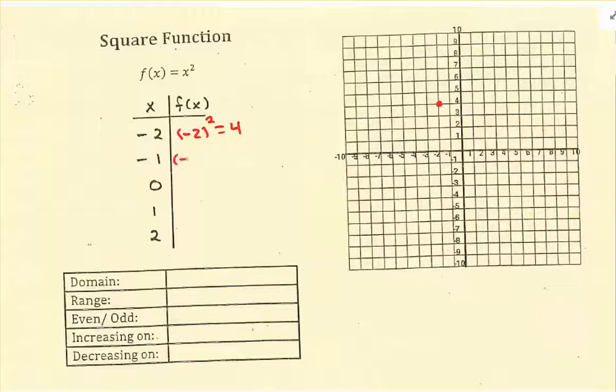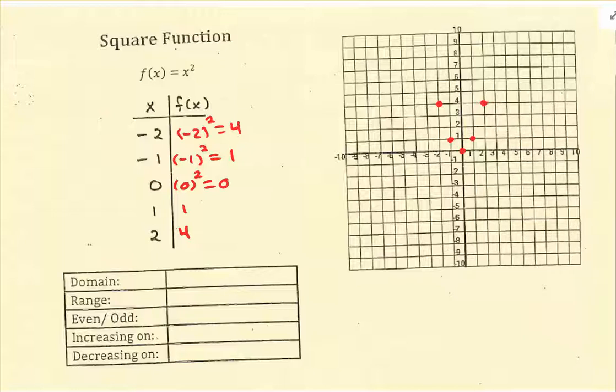Plugging -1 in, we'd have to square -1 to get +1, and we get another point on our graph, (-1, 1). 0 plugged in gives us 0 squared, which gives us 0, and so we get a point on the graph at the origin. And then plugging 1 and 2 in would give us the outputs of 1 and 4. So two other points on this graph are going to be (1, 1) and (2, 4).